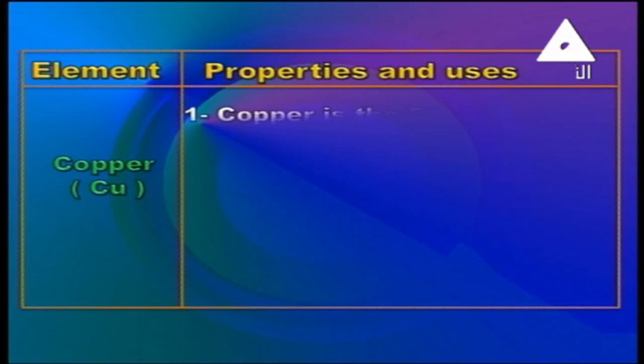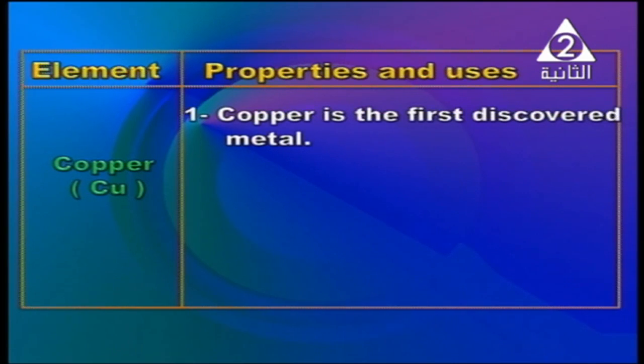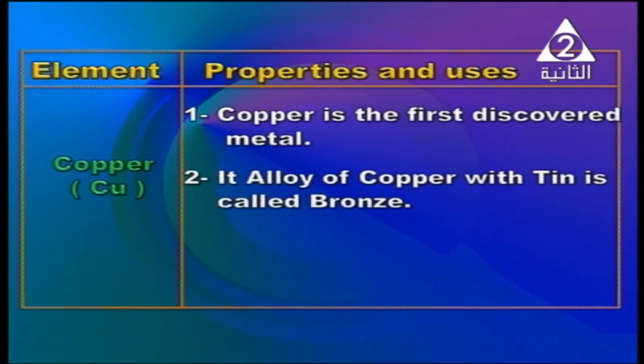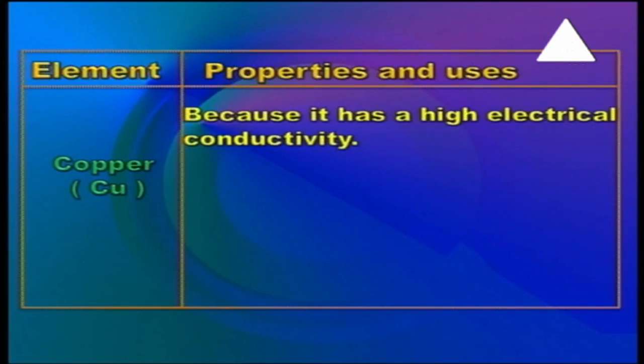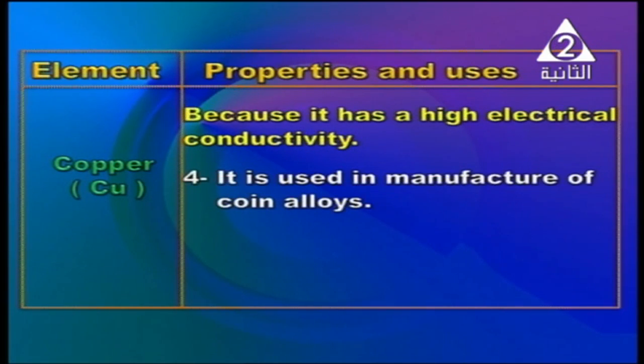And copper. Copper is the first discovered element. And the alloy of copper with tin is called bronze. So my dear student, maybe a question: the scientific term, the first discovered metal, you have to say copper. Here, my dear student, the alloy of copper with tin is called bronze. Copper is used in electric wires and equipment. The reason for that is because it has high electric conductivity. Also, it is used in the manufacture of coin alloys.